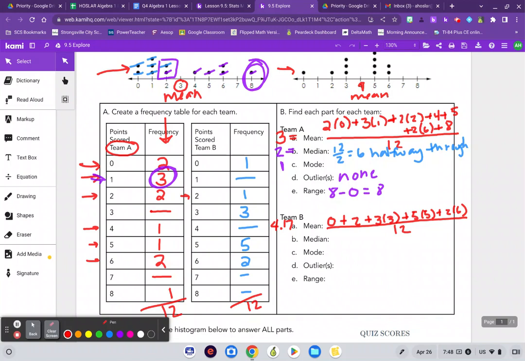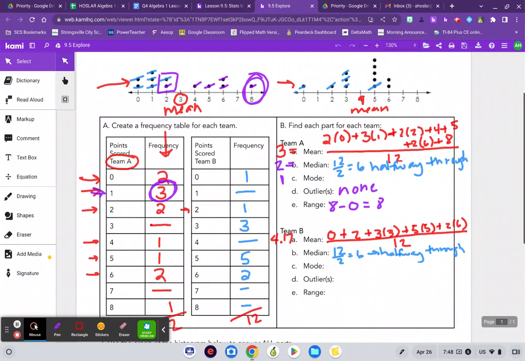My median for B, well, again, I have 12 pieces of data, so 12 divided by 2 is 6. That tells me I'm halfway through my data. So it's not that 6 is the median, it's I'm going to count off from the left 1, 2, 3, 4, 5, 6. And coming in from the right, I'm going to cross off 1, 2, 3, 4, 5, 6. I have nothing left over, so I have to find the middle number between 5 and 5. Well, the middle number between 5 and itself is just 5.